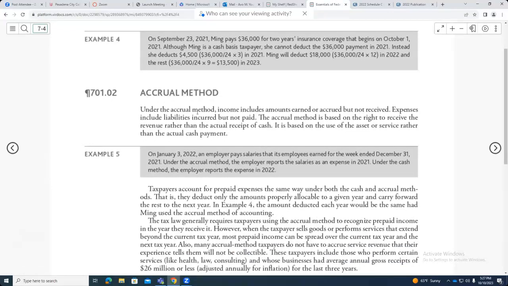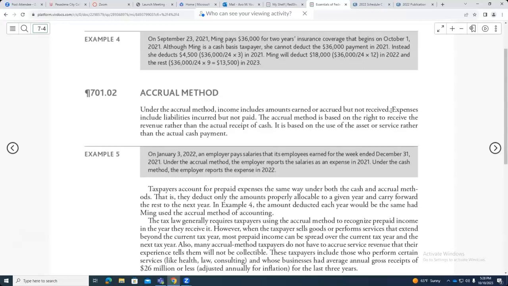Okay, accrual method. Under the accrual method, income includes amounts earned or accrued but not received. Like revenue that you earned, but you just send an invoice and recognize accounts receivable, and you have to recognize that revenue. Every business, when they declare to IRS that they have a business, they have to tell IRS: is it accrual method or cash method? IRS wants to know that. That's the first question, literally. What is accrual method?